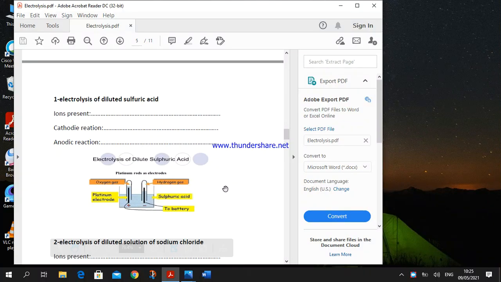Today we will continue together the electrolysis of aqueous solution of ionic compound. We know from the last recorded session that electrolysis is a technique used to split compounds into their elements by using electricity, where the electric current passes through the electrolyte, so the ions of the electrolyte become free.